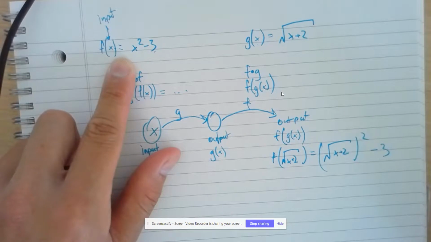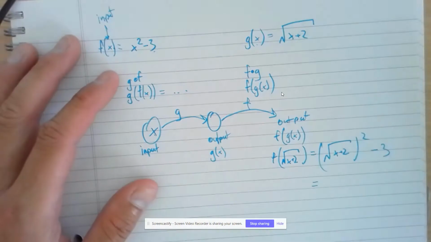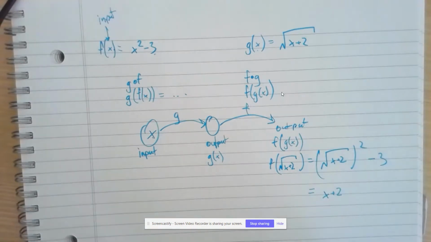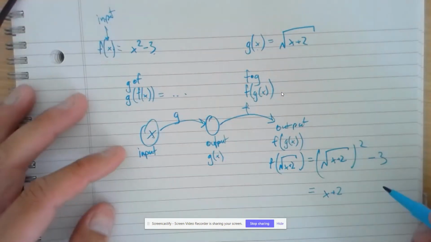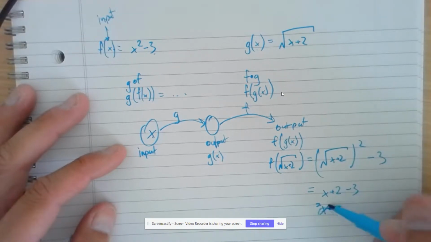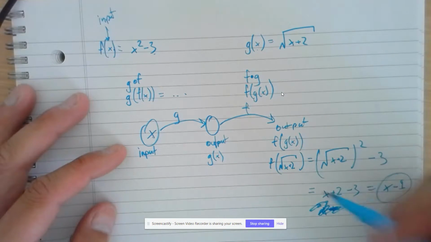Okay, I'd be okay with that, but most mathematicians would like to see it, quote unquote, simplified. So what that would look like is x plus 2 minus 3, and then we're all fine and dandy. So we got x minus, sorry, this should be x minus 1. This is your final simplified version of f of g of x, right?